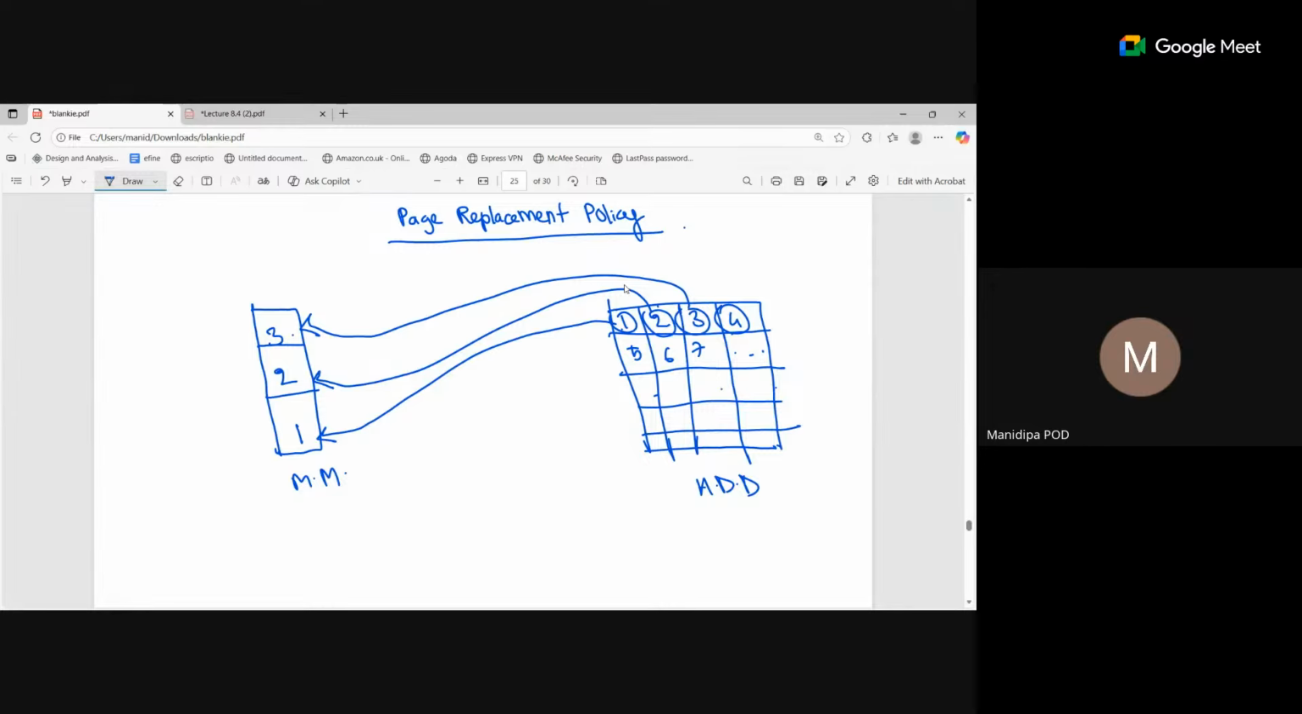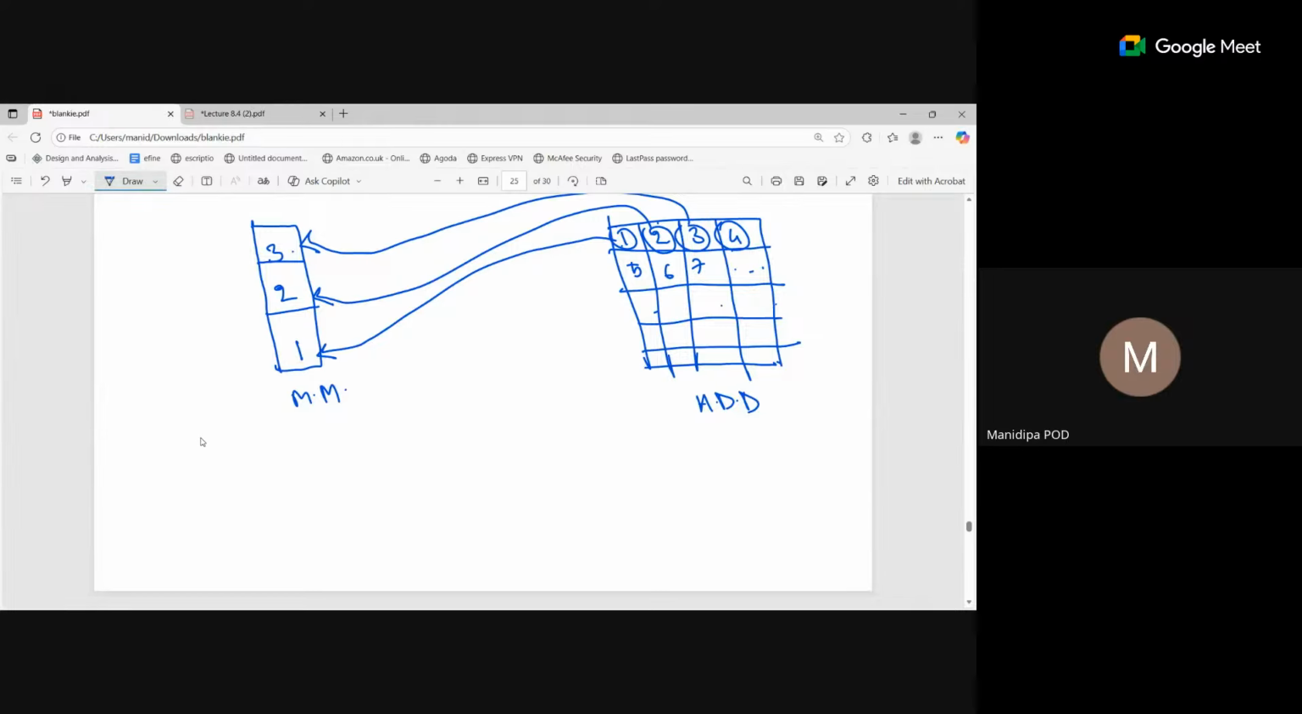So we have something called the least recently used replacement policy, LRU, or we have MRU, that is most recently used. Now there are other policies like optimal also, which we are not going to discuss in our syllabus, but it is there. So we just need to learn LRU and MRU. So let's start with LRU, that is least recently used.